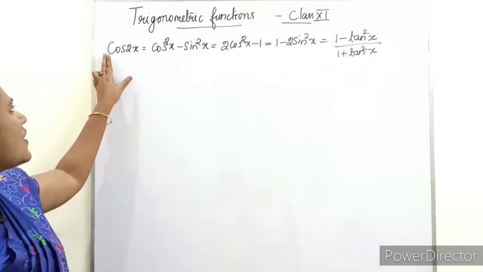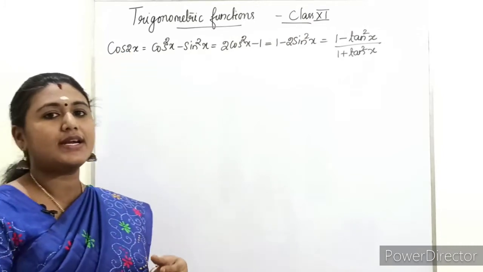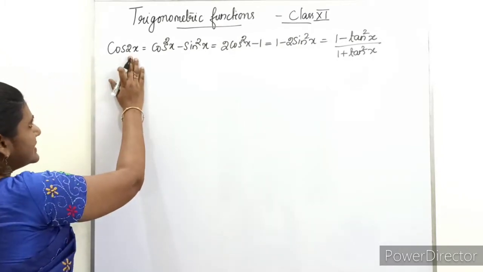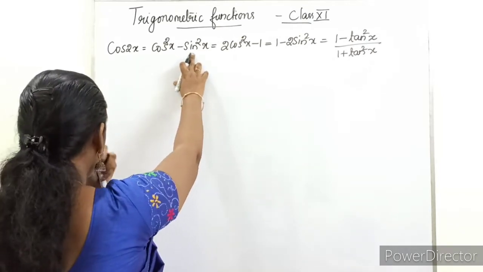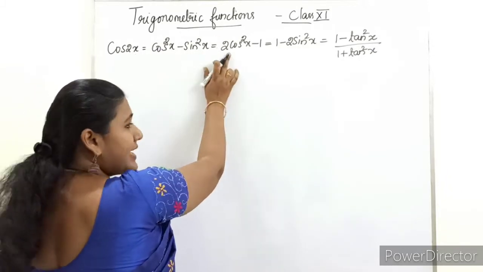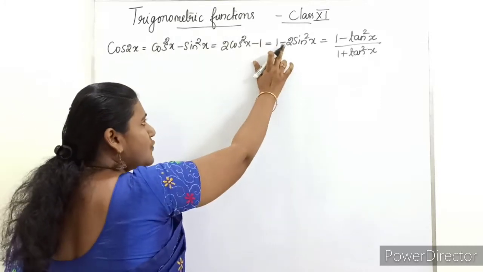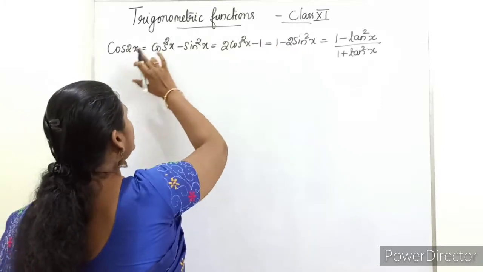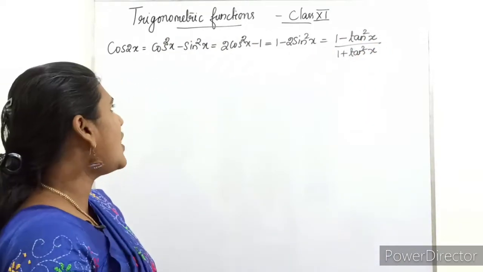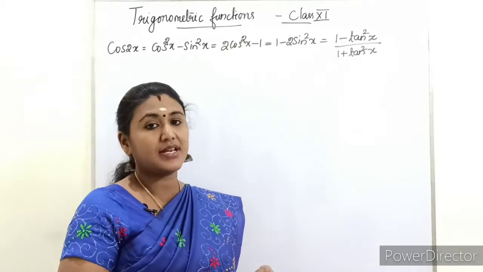Here cos 2x is a trigonometric function of multiple angles. The first formula is cos 2x is equal to cos square x minus sin square x. Another formula is 2 cos square x minus 1. Cos 2x is also equal to 1 minus 2 sin square x, and cos 2x is equal to (1 minus tan square x) by (1 plus tan square x). Now we will see how to derive these formulas. Derivation will help us to remember them.